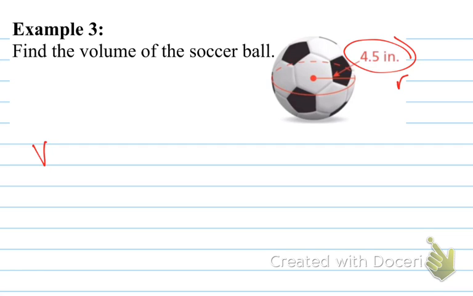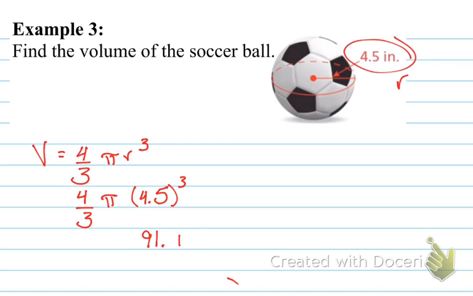So my volume of a sphere is 4/3 pi r cubed. So we take 4/3 times pi times my radius, which is 4.5, and we cube that. So let's take 4.5 and cube it. We get 91.125. Okay, so 4/3 pi times that. Let's multiply that 91.125 times the 4/3. And we get 121.5.